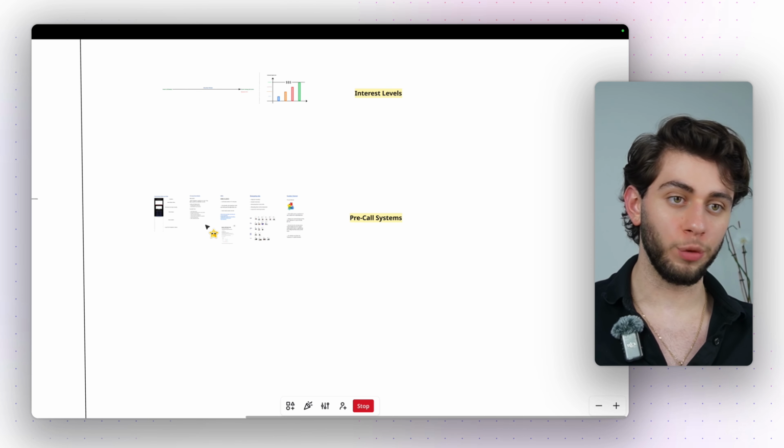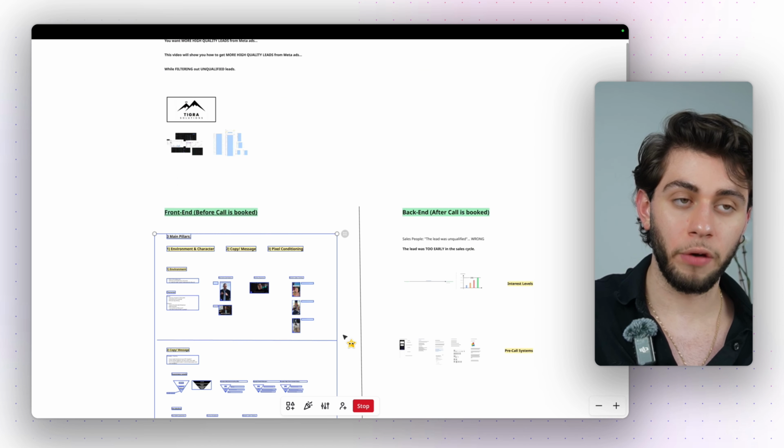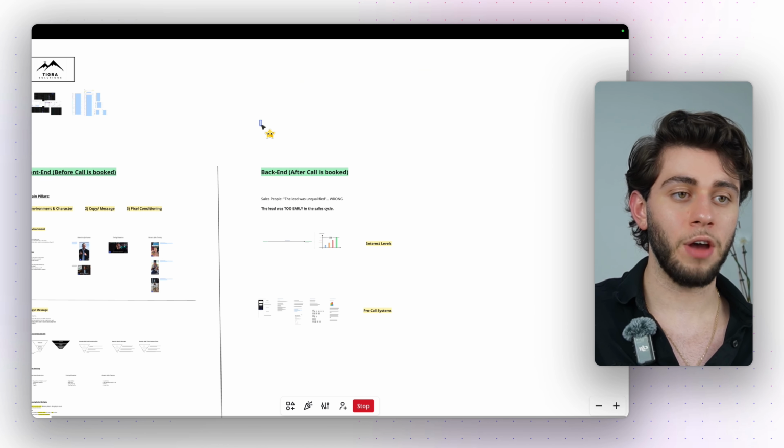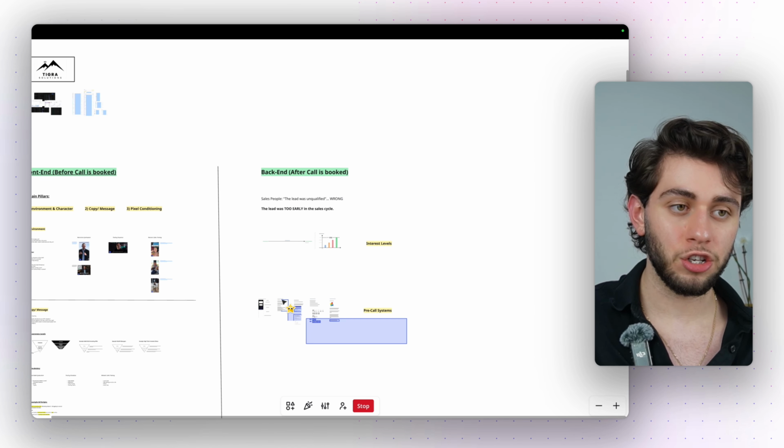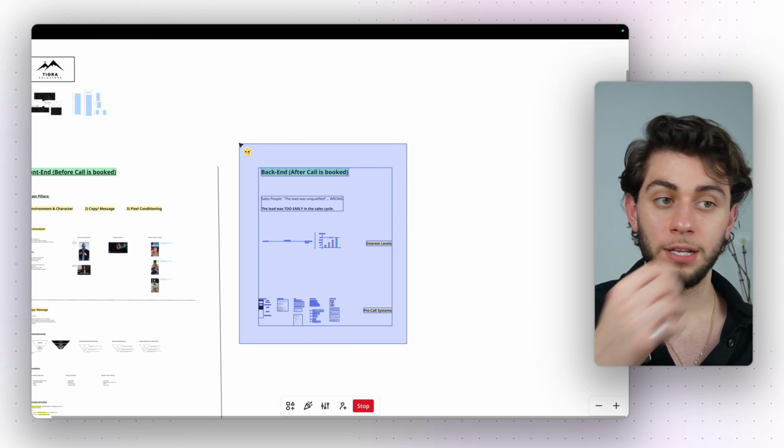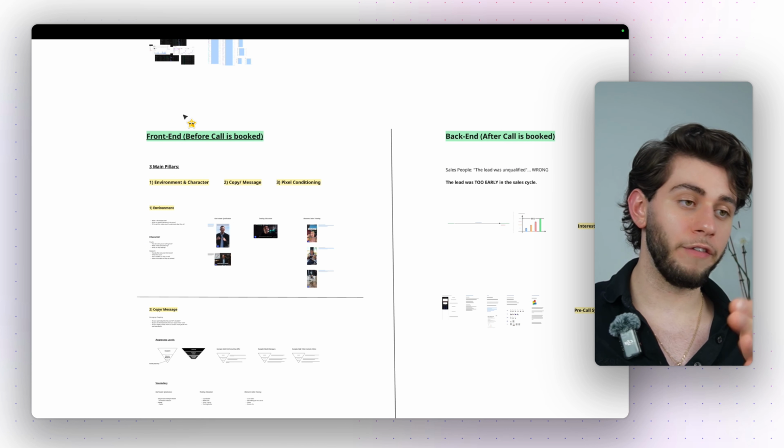But yeah, this is essentially how you do it. You have all of these main pillars right here that you have to nail in your front end messaging, and then you need to have a clear backend that makes sure that your leads are nurtured by the time they hop on the call, so your sales team has an easy job of closing them. That's how we've made multiple six figures in high ticket sales. This is easily how you're going to fix lead quality.